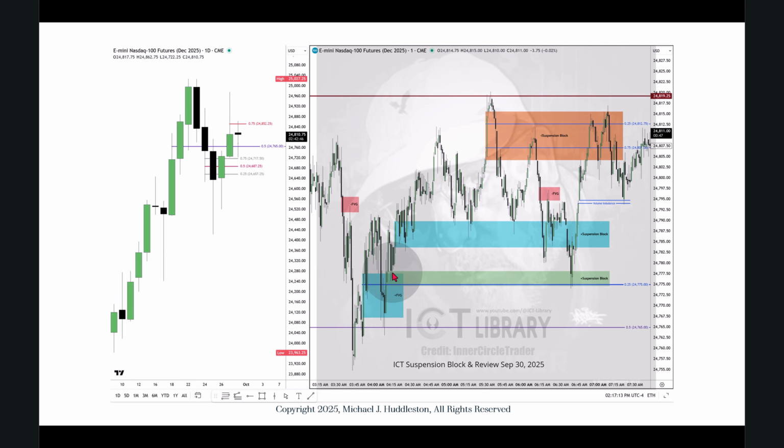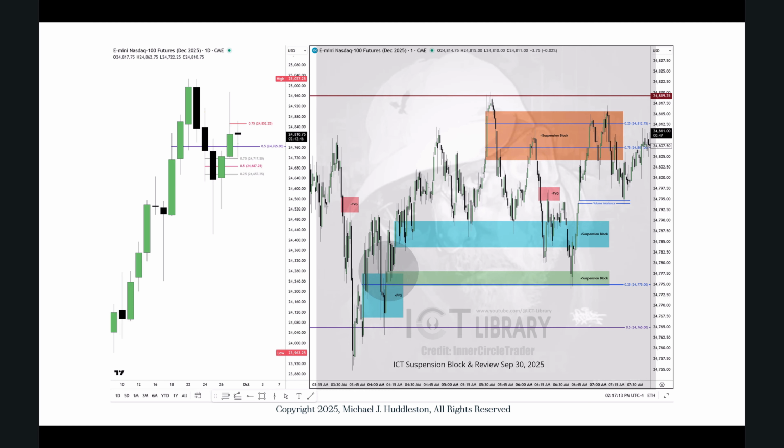I've never taught it before. I've never given it to anybody. This is my ICT suspension block. Okay, and you'll see it with this wick laying over top of it. So you would never look at that as a fair value gap, not by the definitions of it initially given. This is a bullish fair value gap, but this is not a bullish fair value gap in its classic sense.